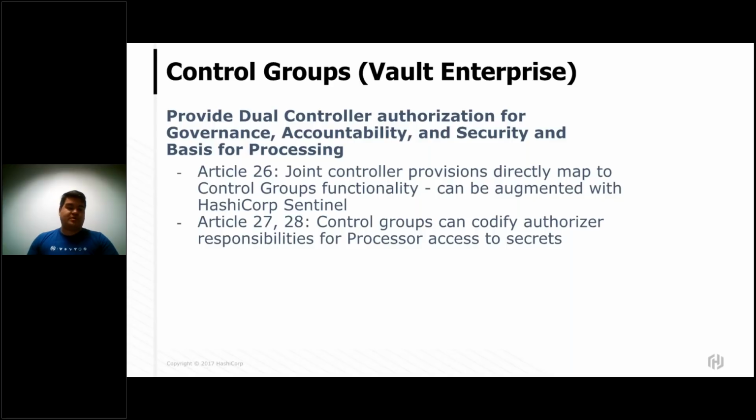GDPR Articles 26 through 28 really focus on this. And so you can implement controller provisions that directly map to the functionality within control groups. This is something we actually thought about when we were designing control groups within Vault Enterprise: what are the GDPR regulations around how I have multiple authorizers for access to a specific set of data? In fact, even the name control groups, it was originally called something else during development, comes from the fact that we wanted to align it as closely as possible with GDPR.